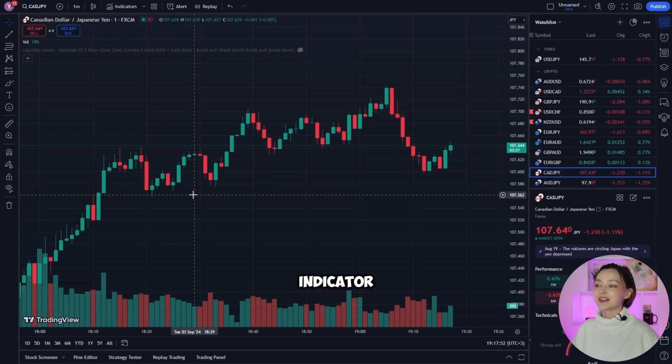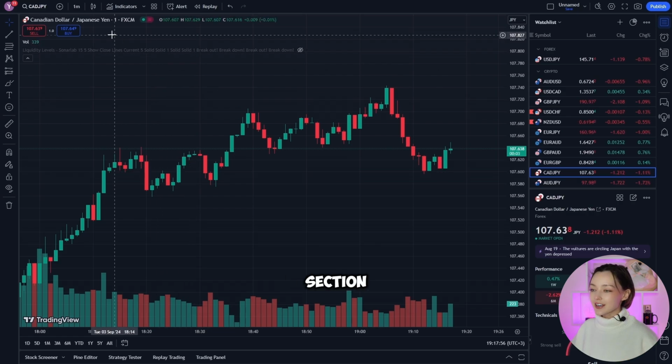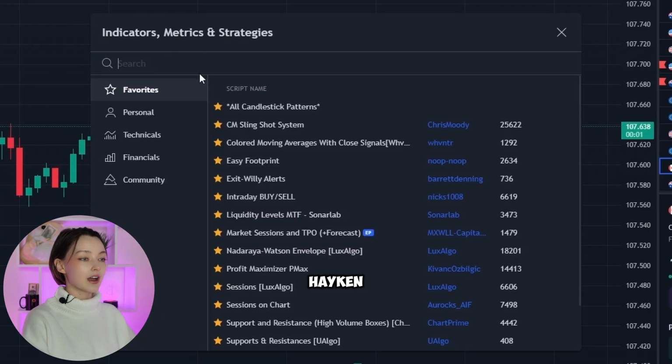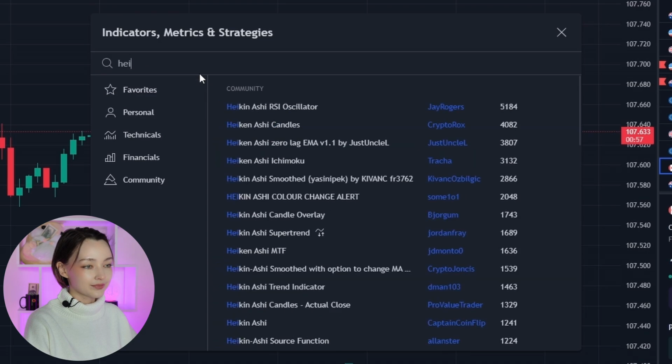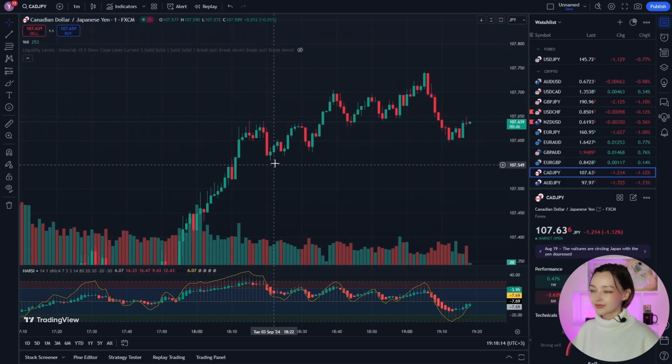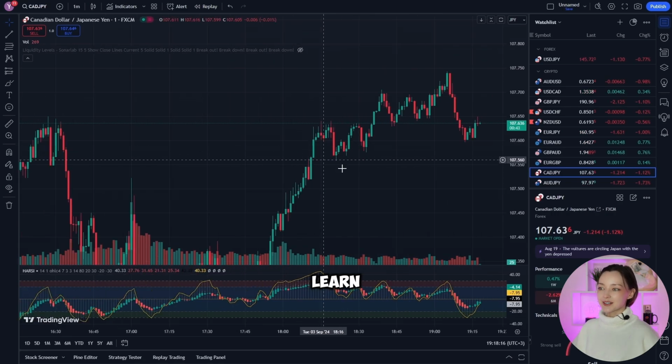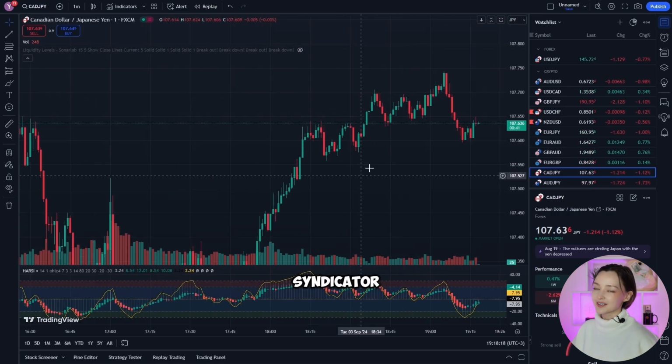Now let's select the indicator we're going to use to make money with today. Go into the indicator section and search for Heiken Ashi. And add this indicator from this author. Okay, great. Now let's learn how to trade with this indicator.